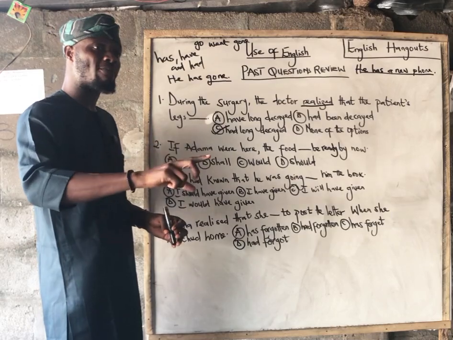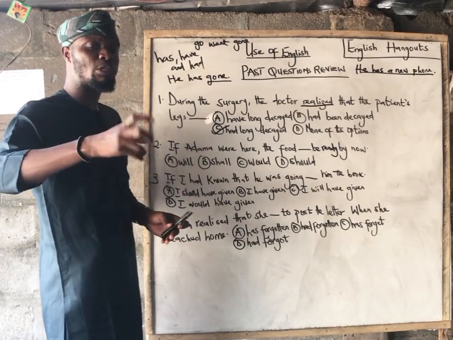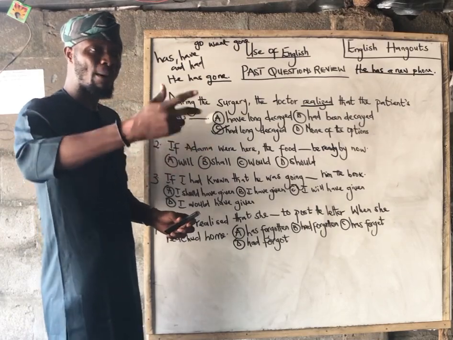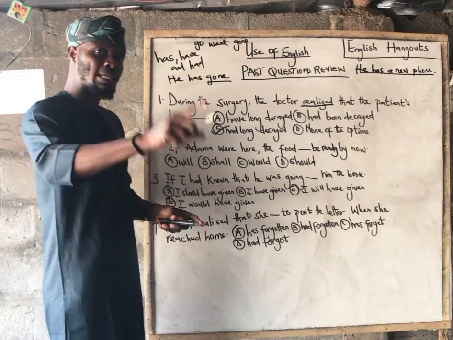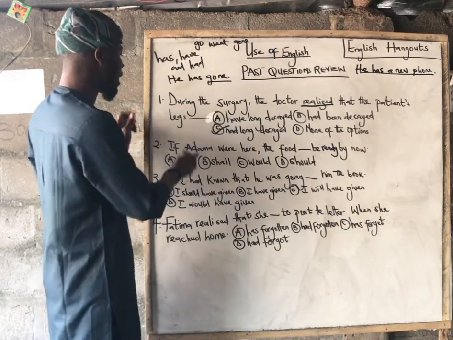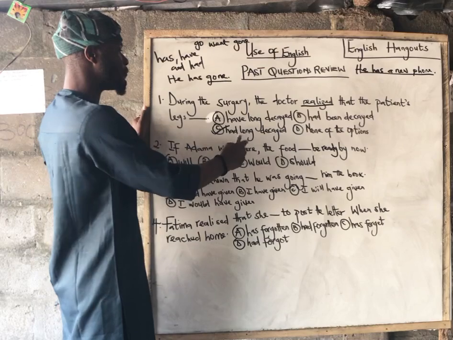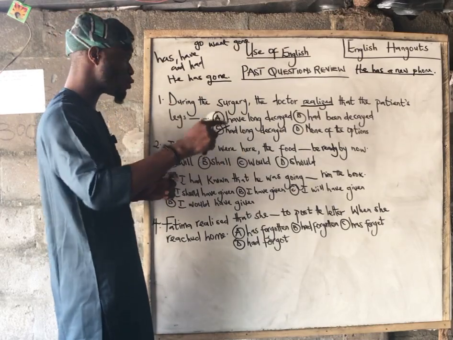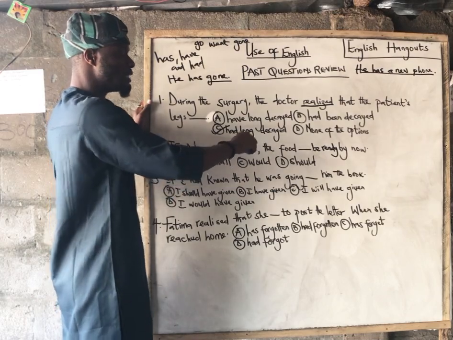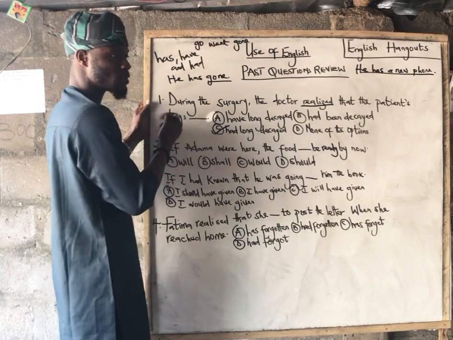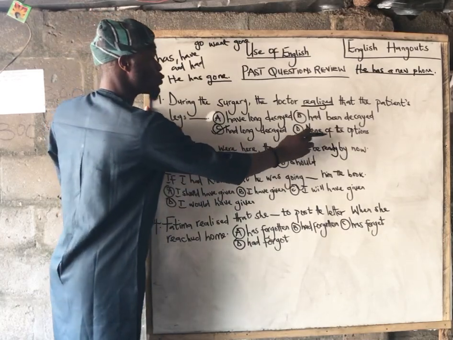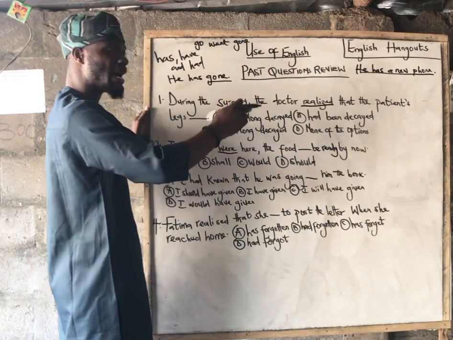But an unreal condition is a situation whereby the event being talked about has not happened and is likely not to happen. In a situation like that, the verb must be in the past tense. So if you look at this, if Adama were here, the food dash. One thing that you must note in JAMB is that they'll give you the verb in the first clause. Then they will ask you to fill in the gap with the next verb in the second clause. If you realize here, we have if Adama were here. So the appropriate verb to complete this sentence should also be in the past tense.